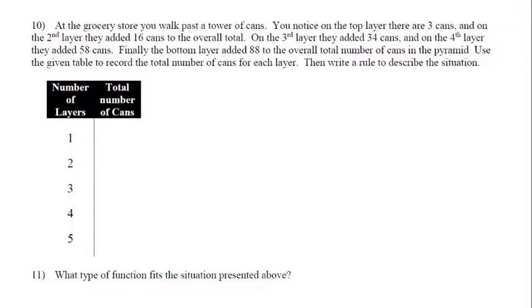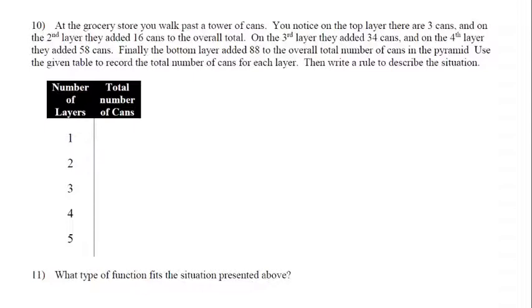So they added 16 to get the second layer. The third layer, there were 34 cans. On the fourth layer, there were 58. And then finally, on the bottom layer, there were 88 on the overall total number of cans. Use the given table to record the number of cans for each layer. Then write a rule to describe the situation.